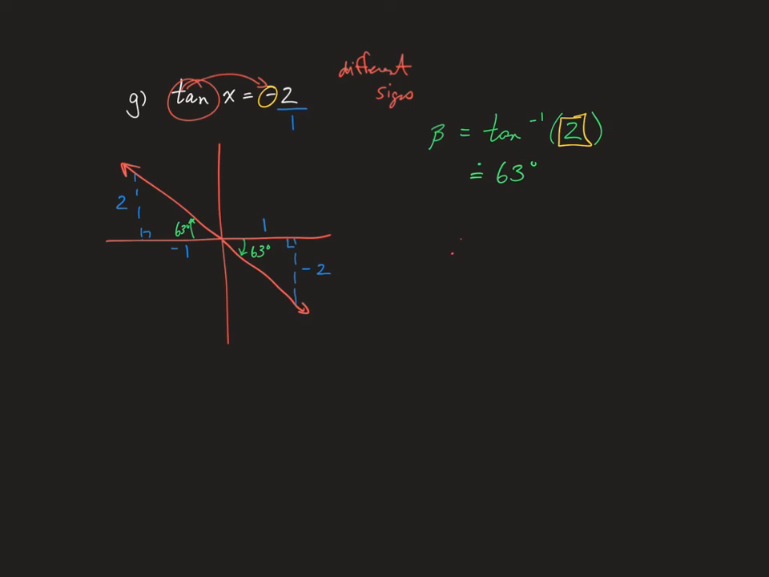That would then give me a primary angle, or my solution for x, of being 63 degrees short in quadrant 2, which is 117 degrees, or 63 degrees short in quadrant 4, which would give me 297 degrees. And there we go. So there is our introduction into being able to solve pretty straightforward trig equations.